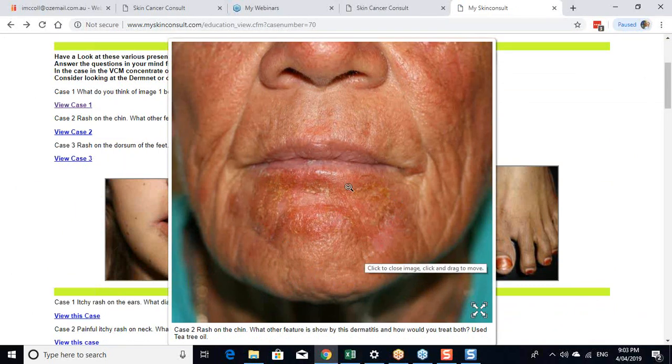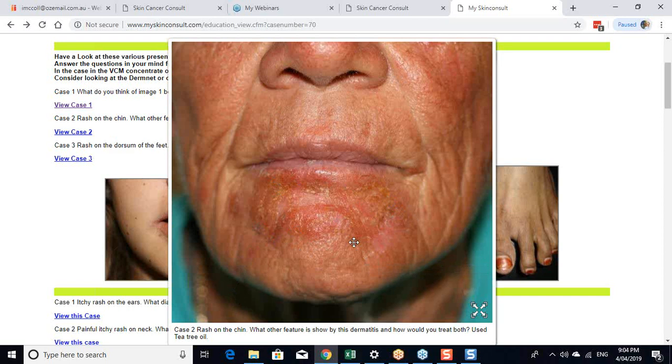What do you think's shown there? What other features are shown? So there is crust on a red base. So what does that suggest? It's a secondary infection. Yeah, that's right. So how might you handle, what might you use to handle both? We can use a combination of Bactroban, Advantan. Yeah, that's fine. That's good. That's excellent. That should work quite well to treat this.